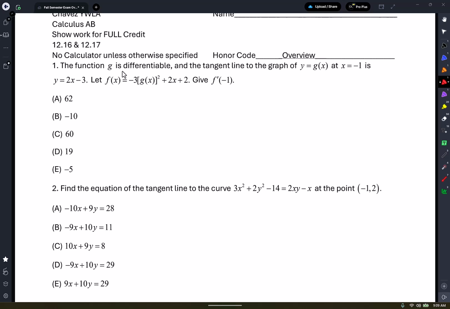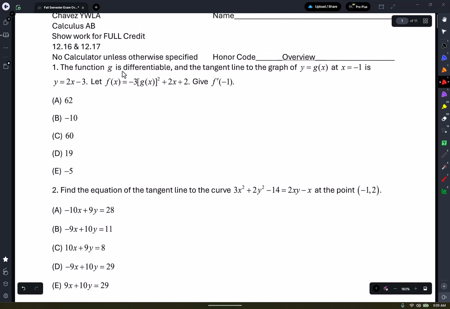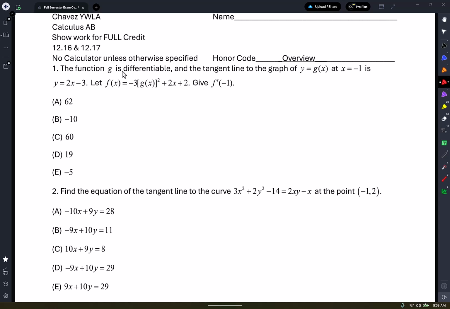All right. So question number one, let's go ahead and take care of it. Some of you did it correctly, but not the way that you should have done it. So let's read it. It says the function g is differentiable and the tangent line to the graph of y equals g of x at x equals -1 is y equals 2x minus 3. This is a tangent line, guys. This is not g of x. So g of x does not equal 2x minus 3.